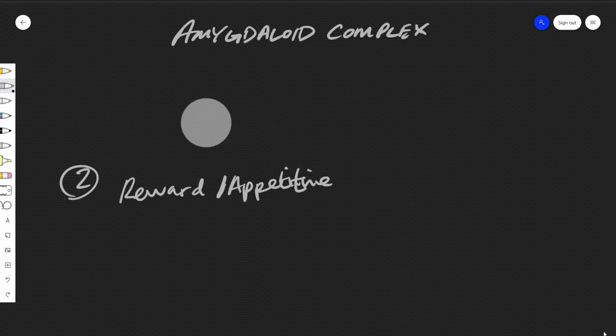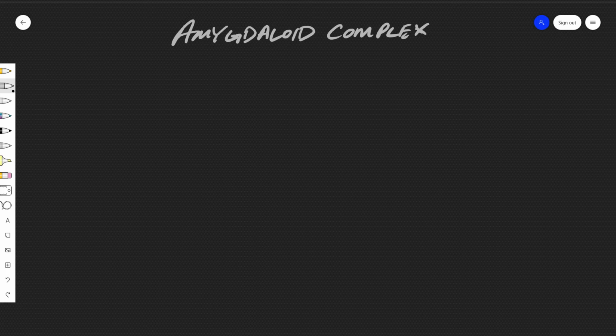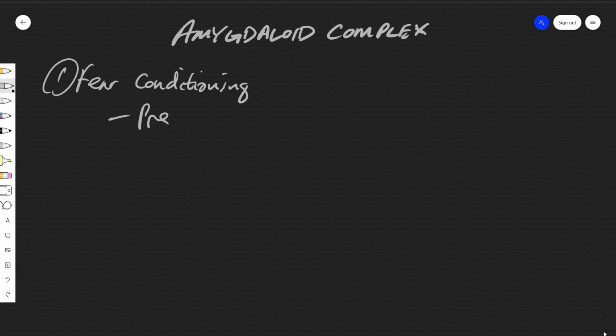All right. So probably the most well-studied function of the amygdala is the aversion and fear conditioning aspect. So let's write up here, fear conditioning. And we'll be breaking this down into three different sections. First is pre, then we'll talk about intra-amygdala processing, and then post-amygdala processing. So before it gets to the amygdala, while the information's at the amygdala, and then what happens after the information has been processed.